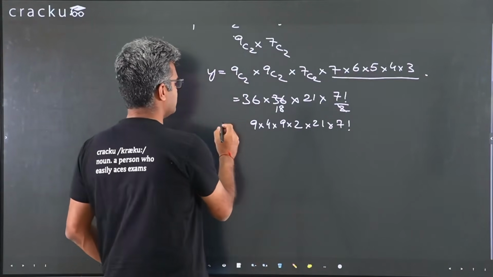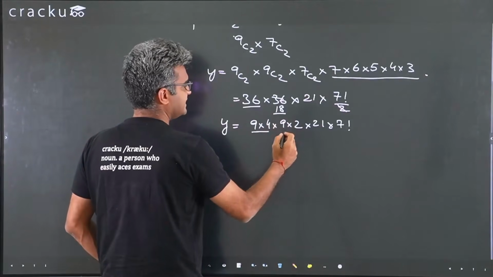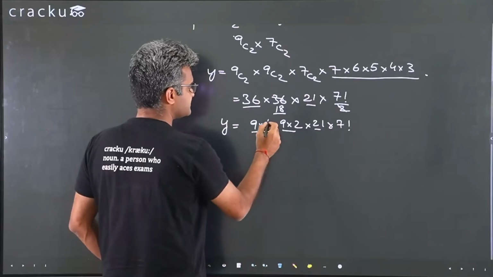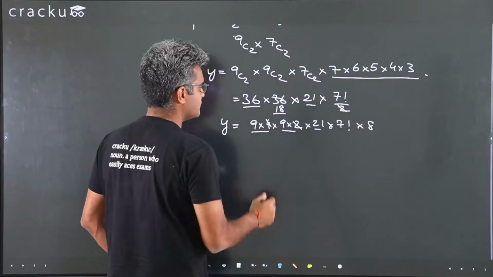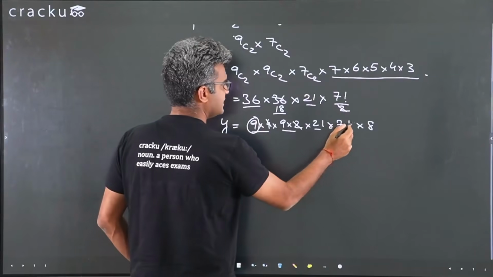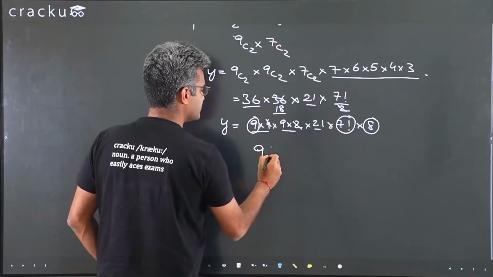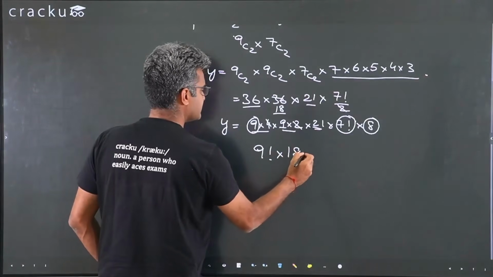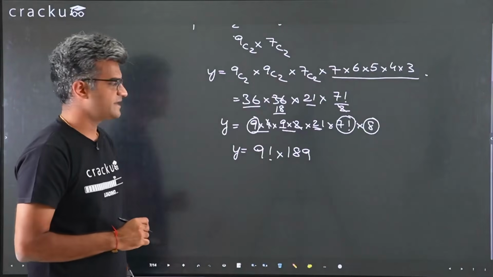This is basically the value of y. I have just expressed 36 as 9 into 4, 18 as 9 into 2, 21 is 21 and 7 factorial. The reason for that is because 4 into 2 is 8. Now if you are looking at 9 into 8 into 7 factorial, we are going to get 9 factorial. Into the remaining 2 is 9 into 21, which is 189. So the value of y is 9 factorial into 189.